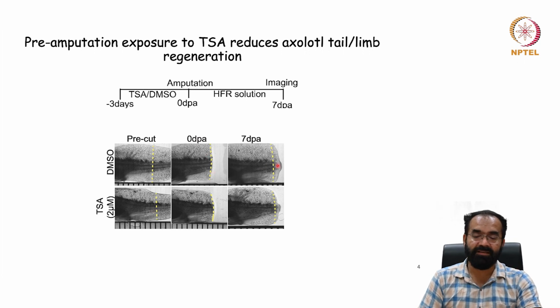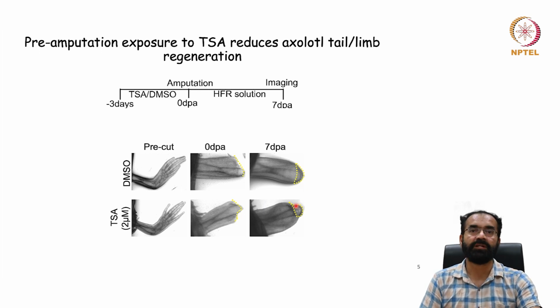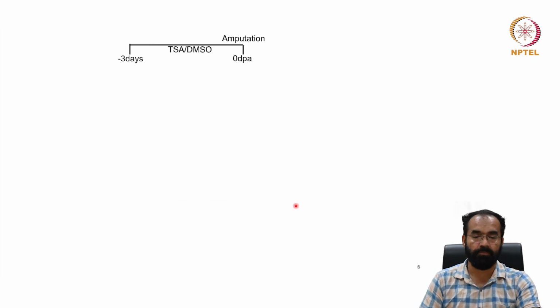After 0 dpa, at 7 dpa, you are supposed to have this much blastema formed in DMSO, whereas in 2 micromolar concentration, you do not get a proper tail blastema. Same with the limb; the axolotl procedure is the same. You amputate it, and you are supposed to get this smooth blastema on the stump. But in the TSA-treated animal, you get a sharp rudimentary blastema, which is not powerful enough to cause an adequate regenerative response in a given amount of time compared to that of the control.